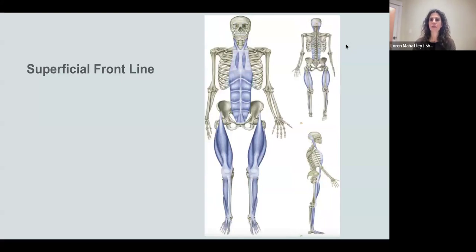Here is an image of the superficial front line. And the superficial front line runs from the top of the feet up the front of the legs, through the core muscles, and along the neck to the forehead. And it's considered important for maintaining an upright posture and may be linked to conditions such as anterior pelvic tilt and neck pain. So we could imagine that.